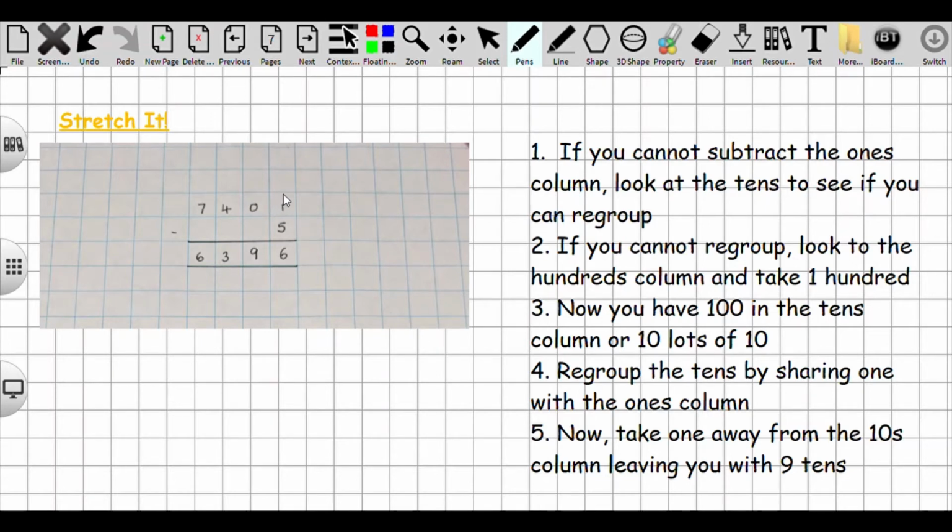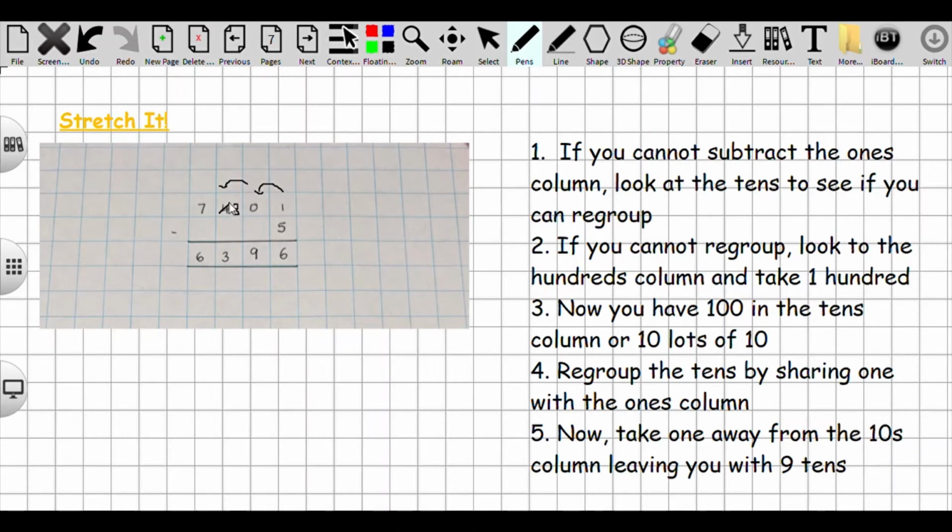Because realistically, you should be knocking next door, but you can't. Again, because there's 0 here. So what does it say? Look to the hundreds column and take 100. Okay, so I'm looking to the hundreds column. I have 4 hundreds there, so I'm going to take one of the hundreds. That's going to leave me with 3 hundreds.